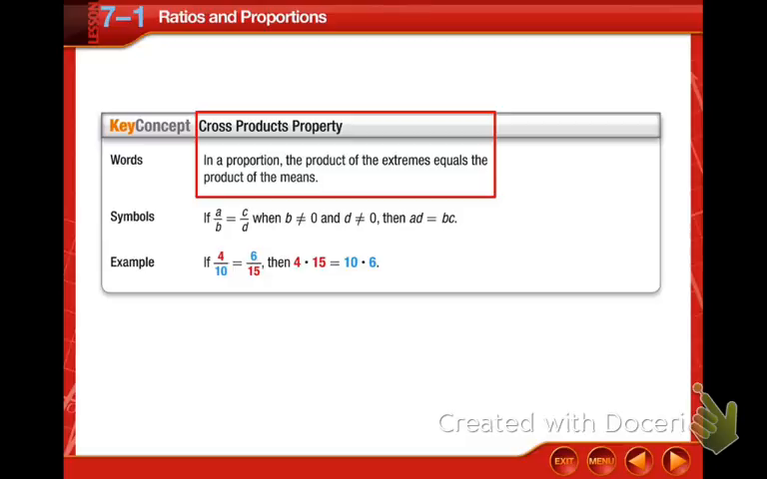So the next theorem is the cross products property. In a proportion, the product of the extremes equals the product of the means. So cross products, extremes, and means were all part of our vocab. Extremes are the 4 and 15, in red there, and the means are the blue, the 10 and 6.